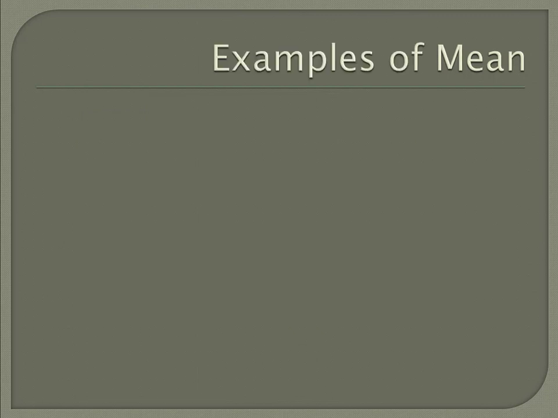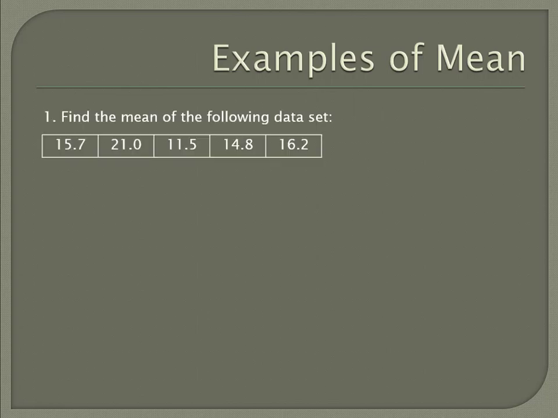Let's take a look at some examples with the mean and get a brief introduction as to how to calculate it. So let's find the mean of the following data set. I have 15.7, 21.0, 11.5, 14.8, and 16.2. So the mean is defined as the sum of all of those data items divided by the number of data items, which is 5. So if I take each of those items, add them together, find that result, divide by 5, then the sum is 79.2. If I take 79.2 divided by 5, I find that the mean is 15.84.